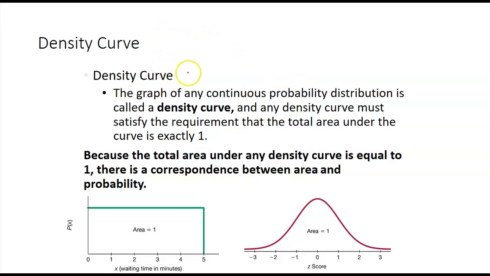All density curves have certain characteristics. What you've been seeing with the uniform distribution is a density curve, and this is another example of a density curve. This would be for the normal distribution, and this would be a density curve for the uniform distribution. For any density curve, the graph of any continuous probability distribution is called a density curve, and any density curve must satisfy the requirement that the total area under the curve is exactly 1. So this total area is 1 and this total area is 1. It's not really dependent upon the shape. The area itself is going to stay 1.